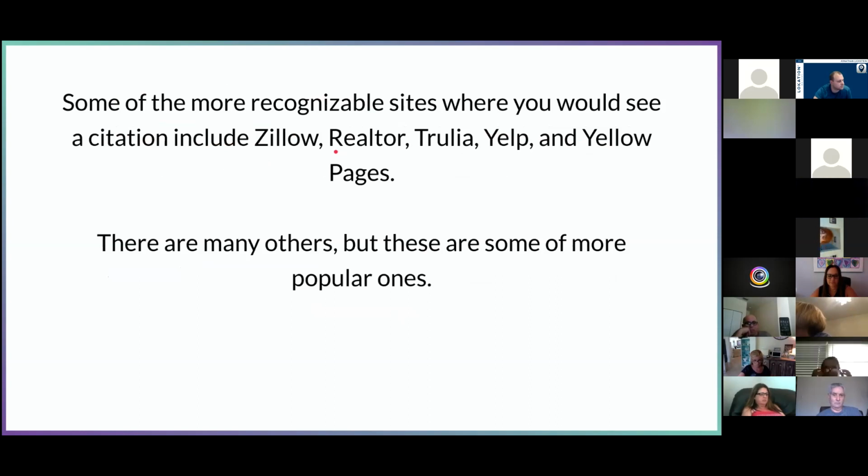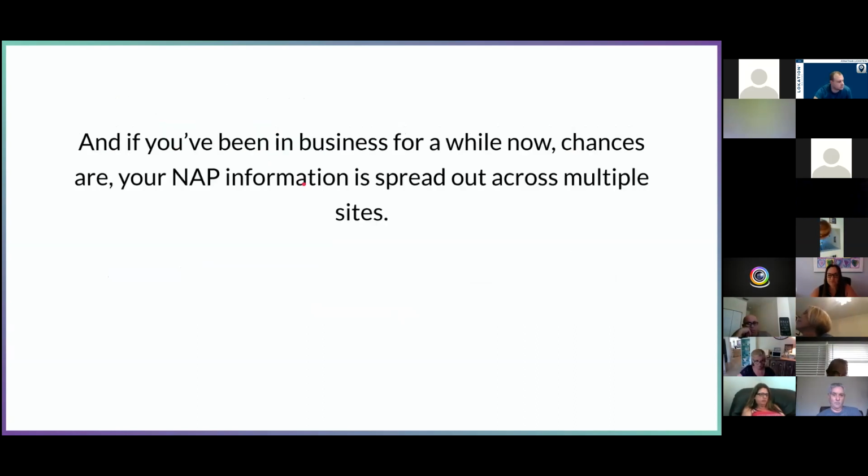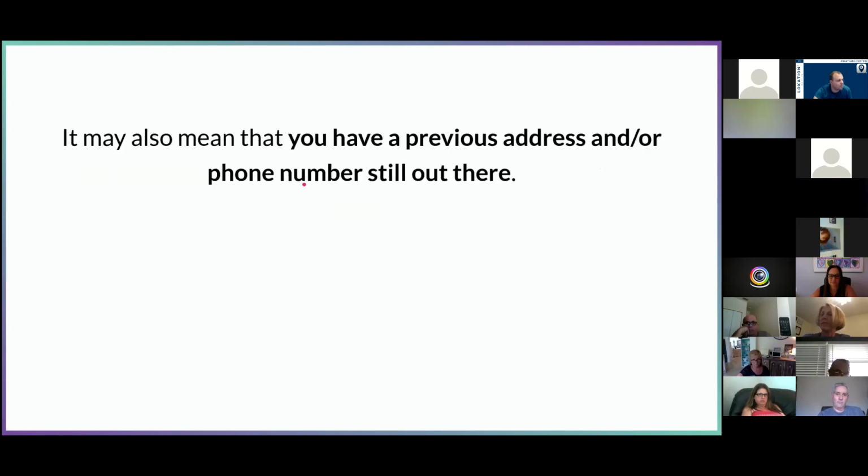There are hundreds of directory-style sites that aggregate data or that pull data from different spots to list your business information because they want to fill their site up with that information. So that's why you need to make sure that you have accurate information out there. Now, if you've been in business for a while, chances are your NAP information is already spread out across multiple sites. And it also means that you may have a previous address or phone number still out there if you've ever changed it in the time you've been in business, right?